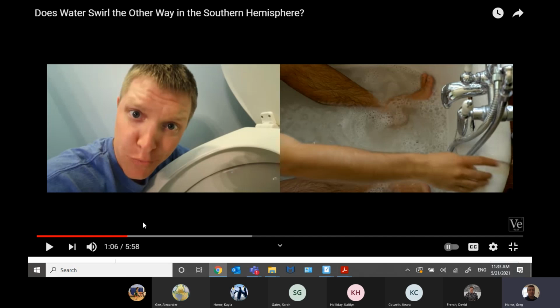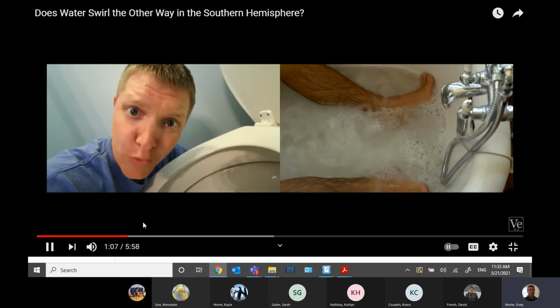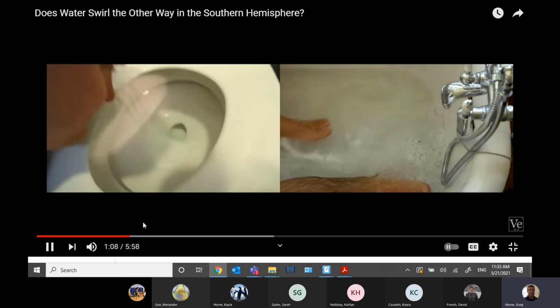How could it possibly have an effect? And then they're testing it to see, because there are two groups of people, those who say it does and those who say it doesn't. So they're trying to be objective here and just test and see what happens: which way your toilet swirls. And spoiler alert, I'm surprised by their conclusion.